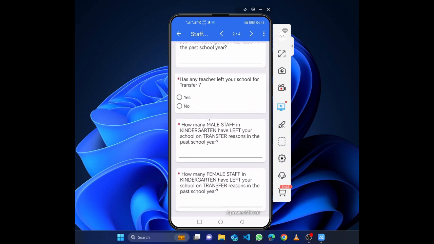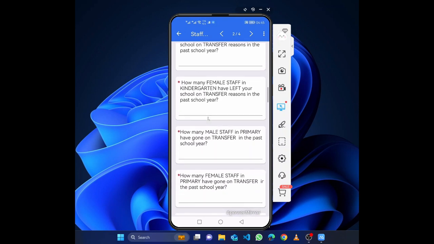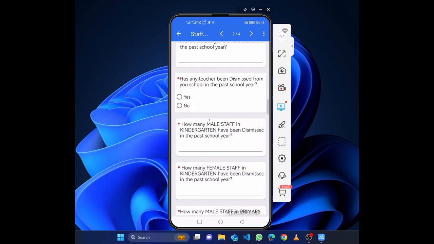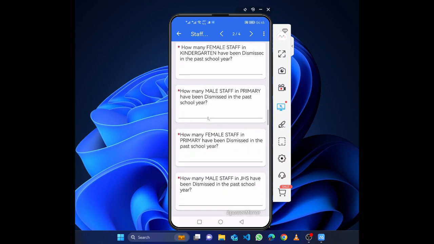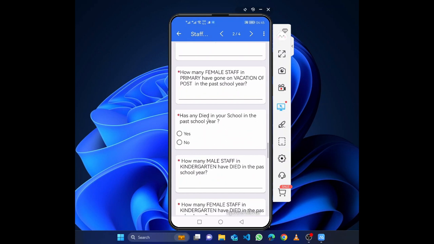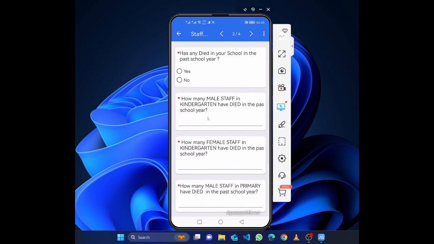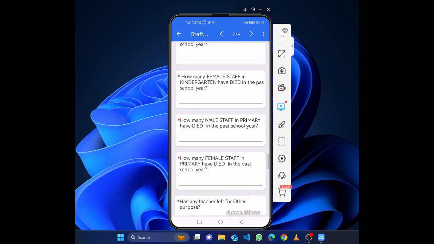How many have left based on transfer? They have moved from your school to another school. And how many, that's male and female, all of them, male and female. And how many teachers have been dismissed from school? How many male staff in KG have been dismissed? So that's with dismissal, and that's with staff movement. KG staff that have passed on. So we are going to even get the data of teachers that have passed on, that's teachers who died within the academic year.